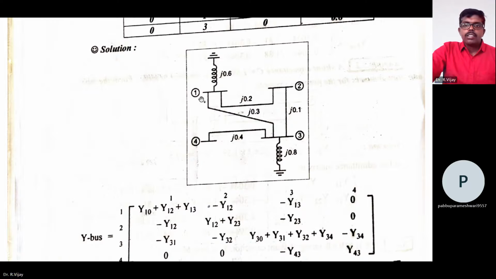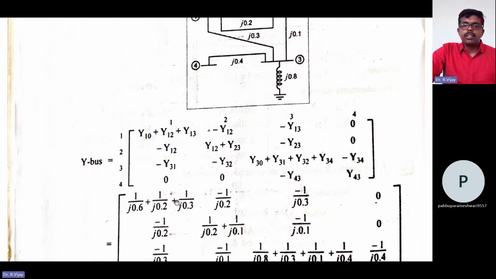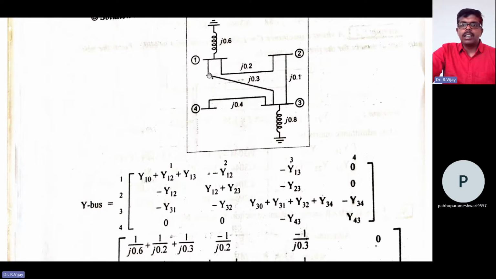Y10 is what? Y10 is self, so 1 divided by j 0.6. Y12 is what? Y12 is j into 0.2, plus Y13, which is nothing but j into 0.3.